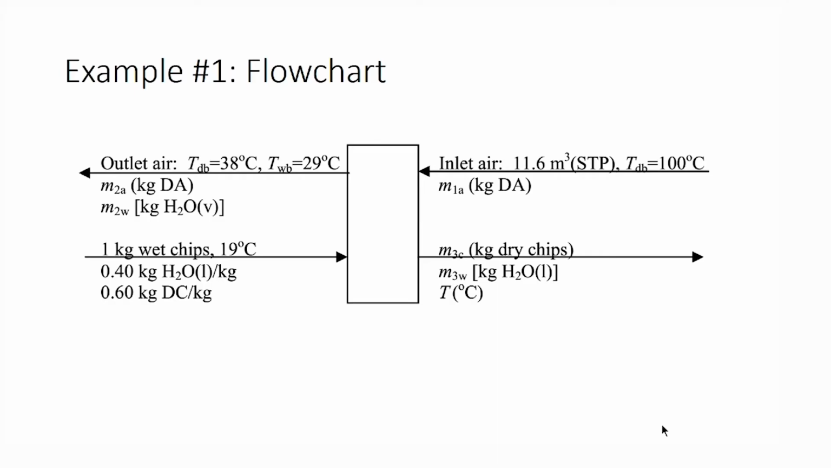And you have inlet air which is shown here. So, the inlet air here is coming in as 11.6 meter cube STP. As I have mentioned in one of the earlier lectures, STP does not mean that the air is coming in at STP, but this is just a way to measure volumetric flow rate and molar flow rate for gases. So, if the gas were at STP conditions, the volume would have been this.